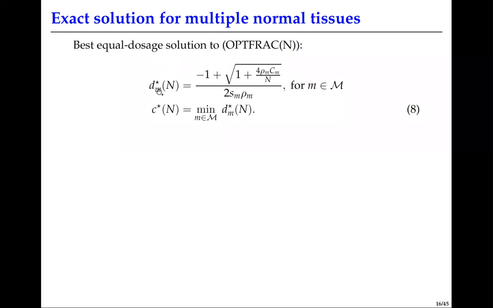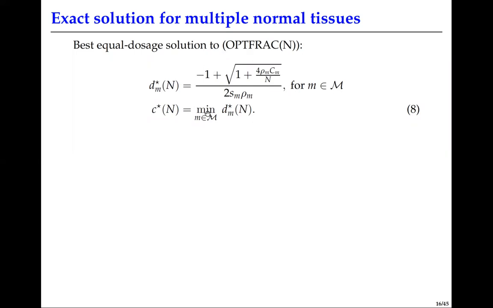So if that mth normal tissue constraint was active, then this is going to be an equal dosage solution, simply the solution of that quadratic equation. So we do that for each normal tissue. And then the largest dose that you can actually give, remember that the larger the dose, the better in terms of the objective function, is going to be the dose that is the smallest among all these doses for all normal tissues. So the smallest over these doses.